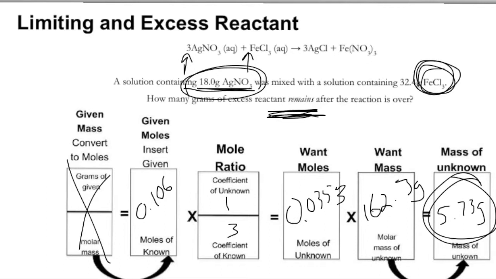Well, this answer tells me how much was used. So in order to find out how much was left, I have to go back up and start with how much of the iron 3 chloride did I start with, which is 32.4 grams. And then I take away the amount that was used according to the calculations we just did, which is 5.73. And I find out that there should be 26.7 grams of iron 3 chloride remaining. So that's how much excess should be there.